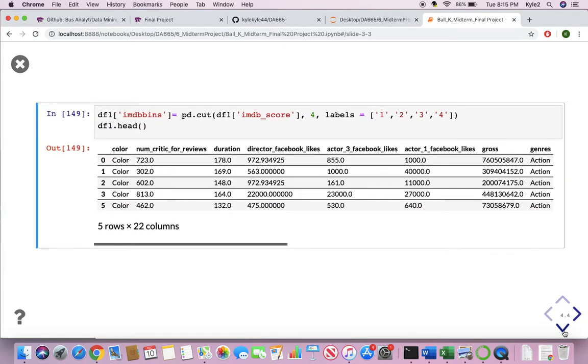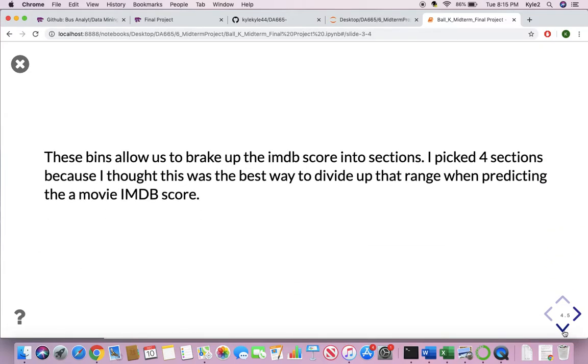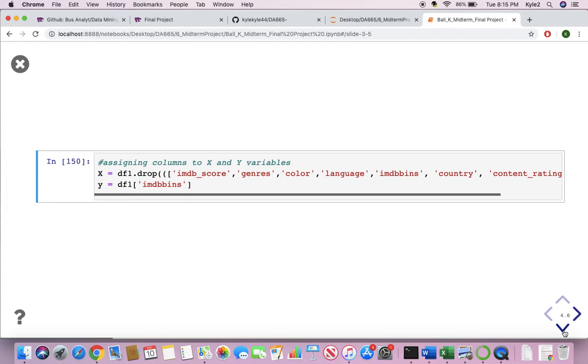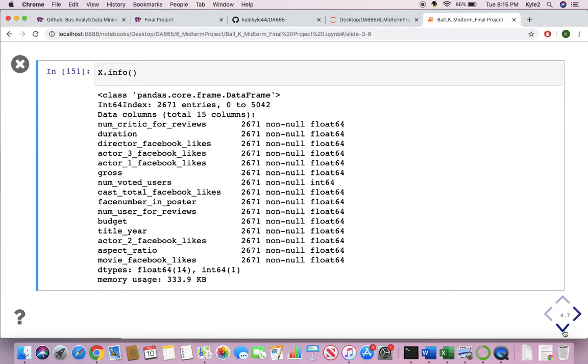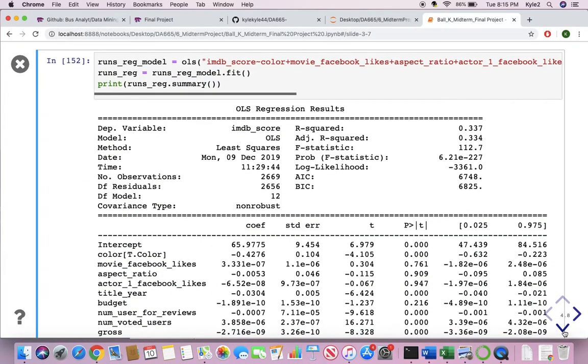So I did bins. I put them into 4 bins just to break up these sections when predicting the score. Then I dropped some variables I didn't find would be important, categorical variables that wouldn't necessarily work. And this is what I got for my first regression model. I had a bunch of p-values. A lot were 0, which means that they're statistically significant. You can reject the null hypothesis.